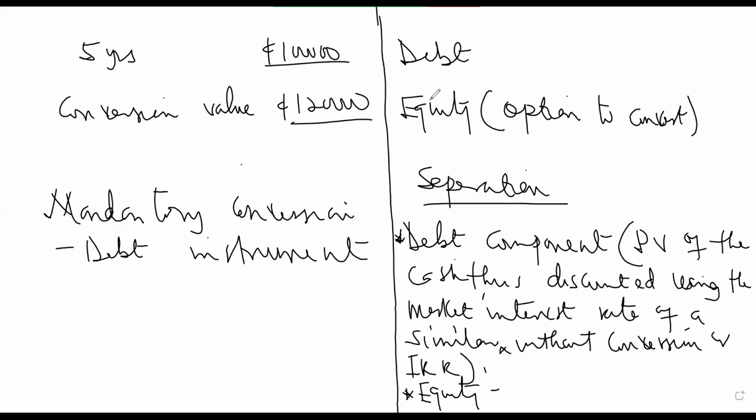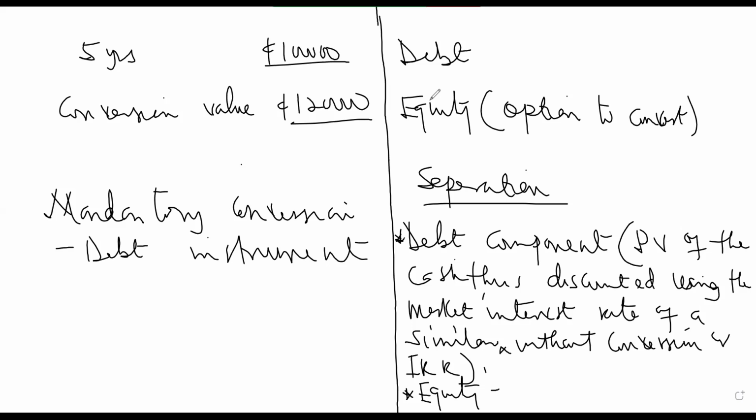That's how we do it. They will give you everything. They will give you the nominal rate, and the market rate of a similar debt without conversion. For the equity, you have to calculate the equity yourself. So they will give you everything.